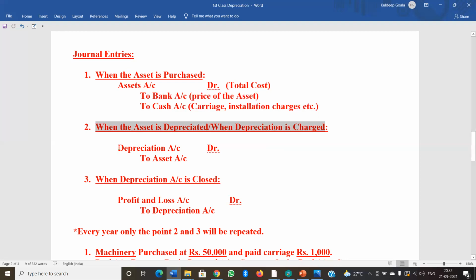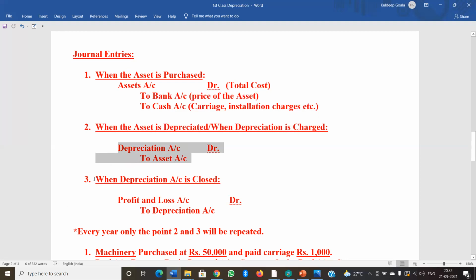So that is why depreciation, being a loss, will be debited: depreciation account debit. And what happens to the asset? The value of the asset is decreasing, isn't it? We know that an asset shows a debit balance. So when the value of a debit decreases, we simply credit it. So the journal entry comes to depreciation account debit to asset account. Clear? Now coming to the next one.